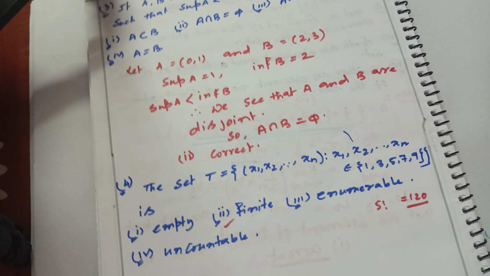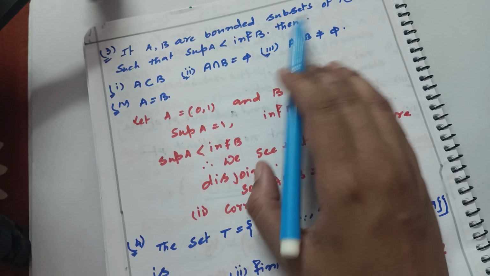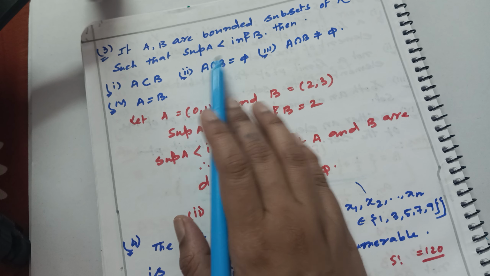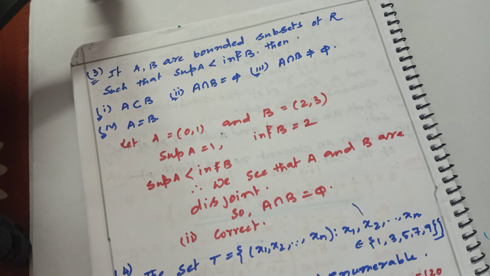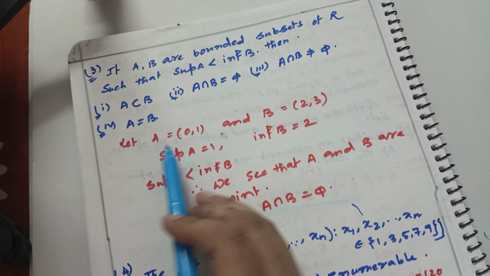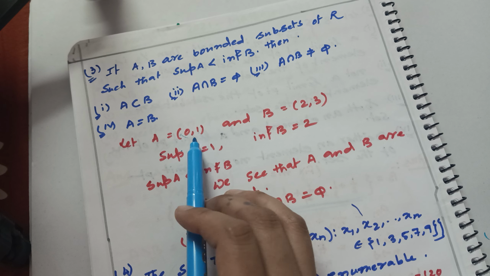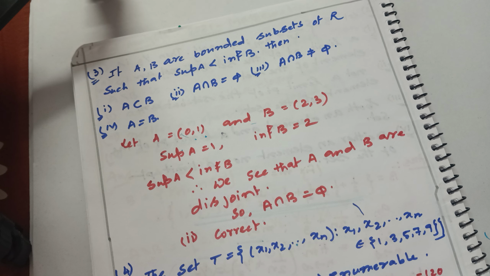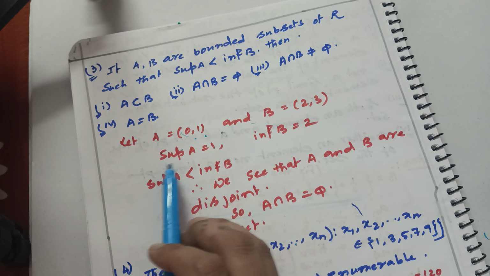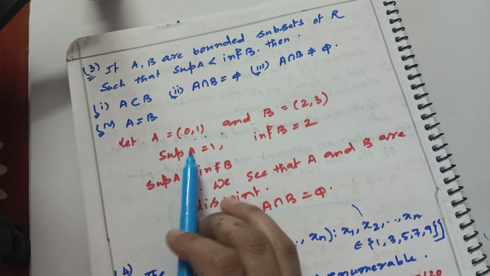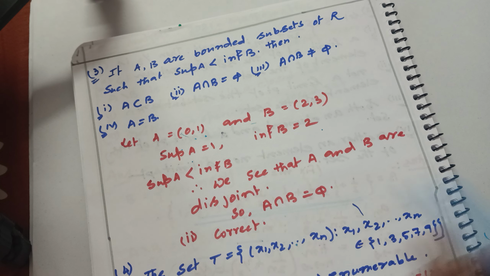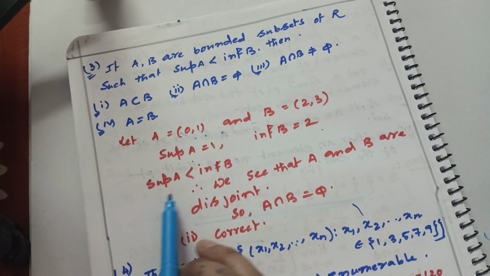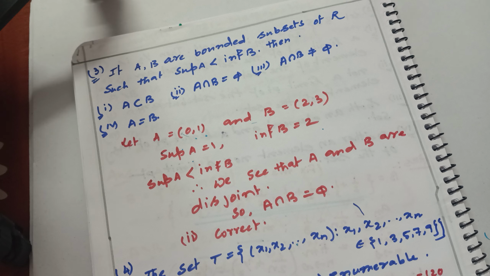Next question. If A and B are bounded subsets of R such that supremum of A is less than or equal to infimum of B, then which option is correct? So this type of question we solve if we consider A equals the open interval (0, 1) and B equals the open interval (2, 3). So obviously we see that supremum of A equals 1 and infimum of B equals 2, and this also satisfies the condition that supremum of A is less than or equal to infimum of B.